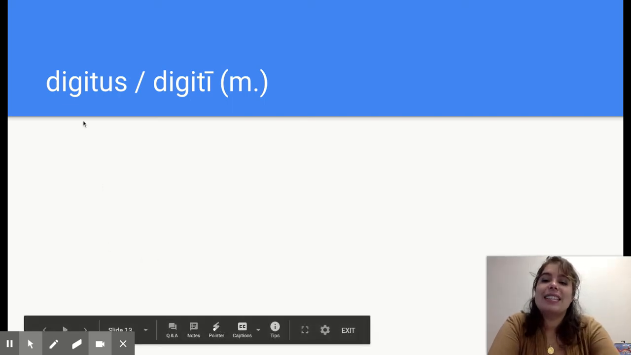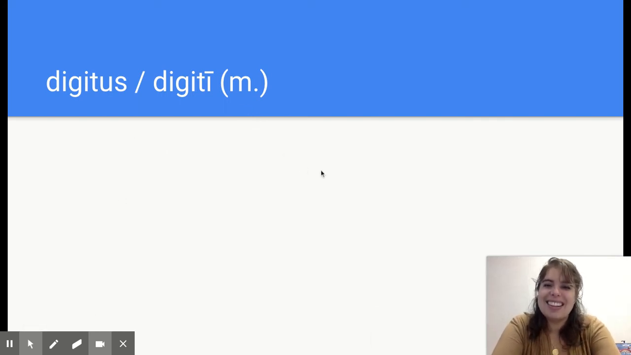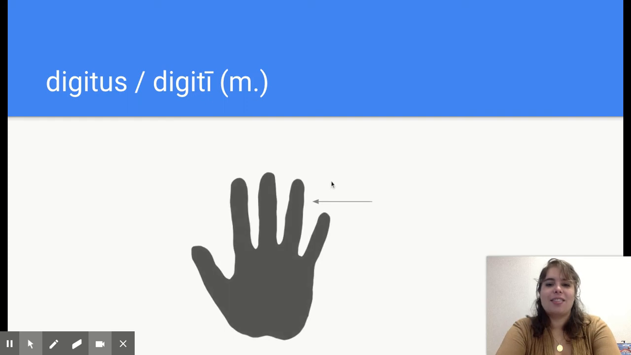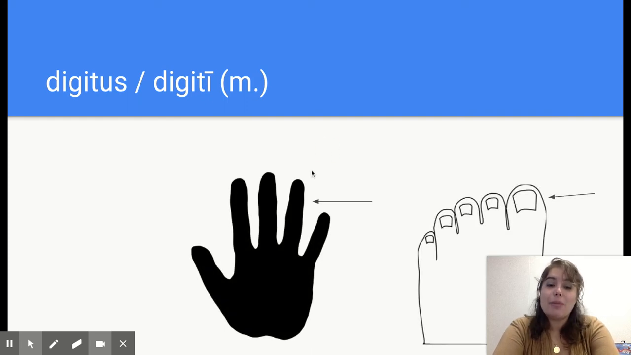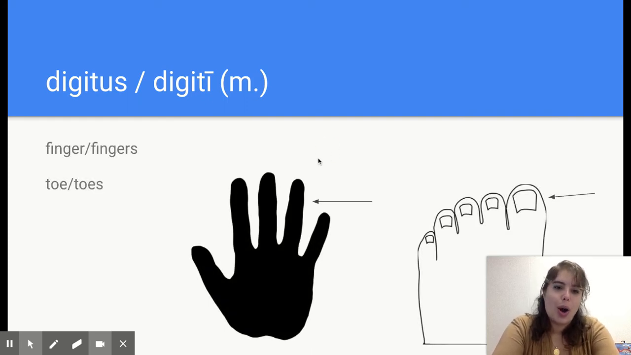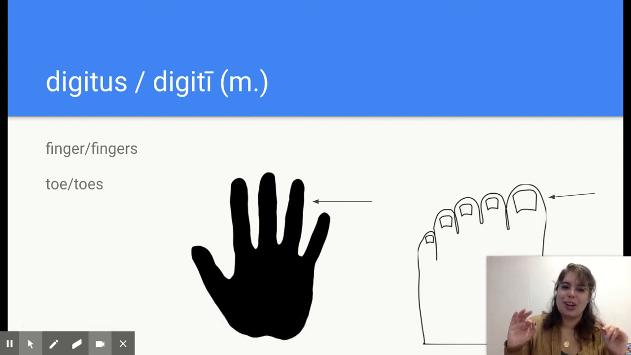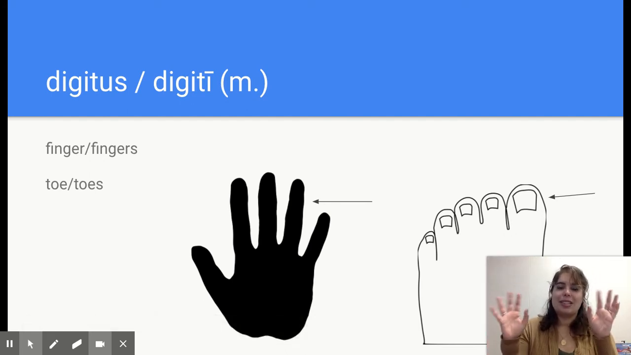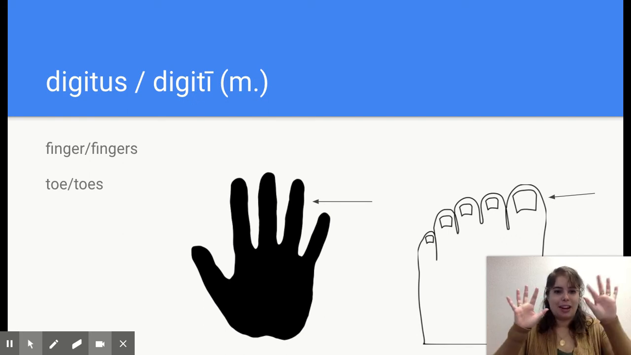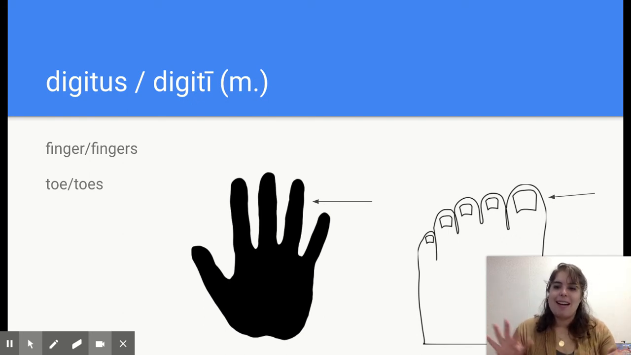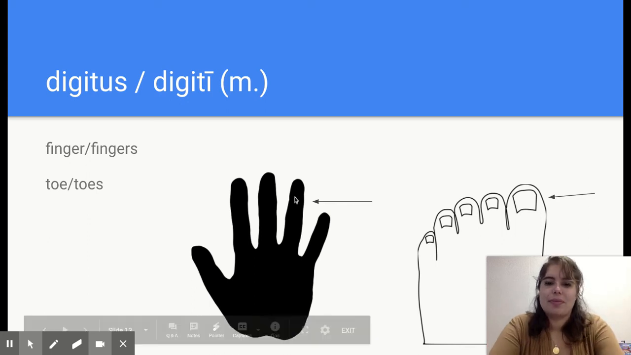And then next we have digitus or digiti. This is masculine. This is our word for, it can either mean fingers or toes. So they don't really distinguish between fingers or toes. It means digits. So these are your digits. We kind of use that sometimes. So digitus is fingers, or it can mean toes.